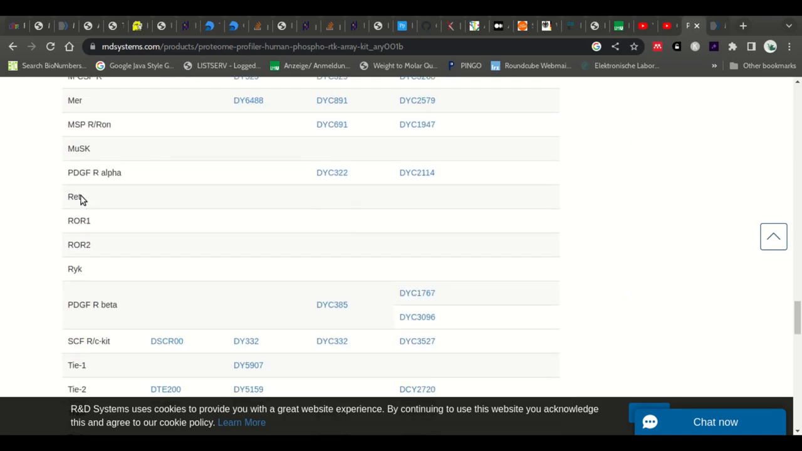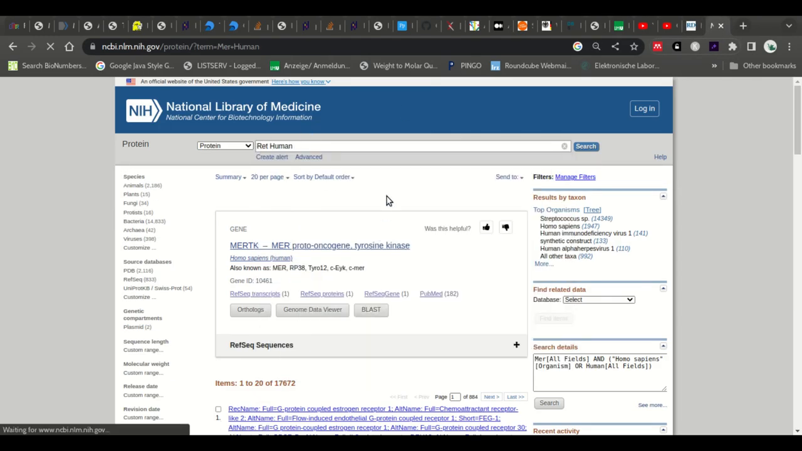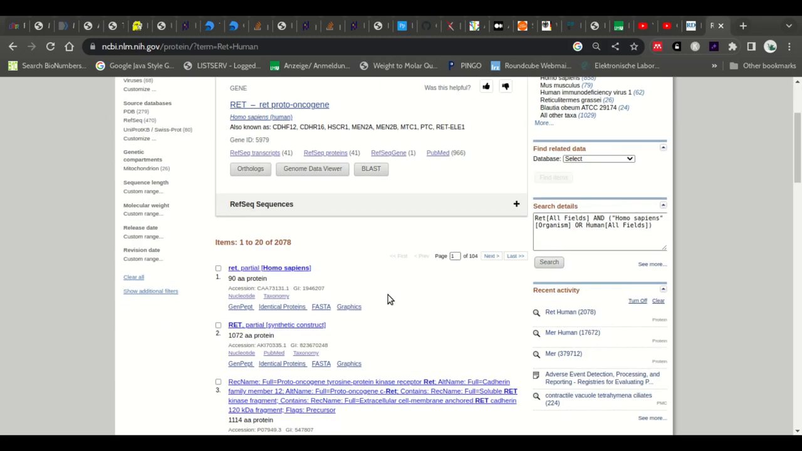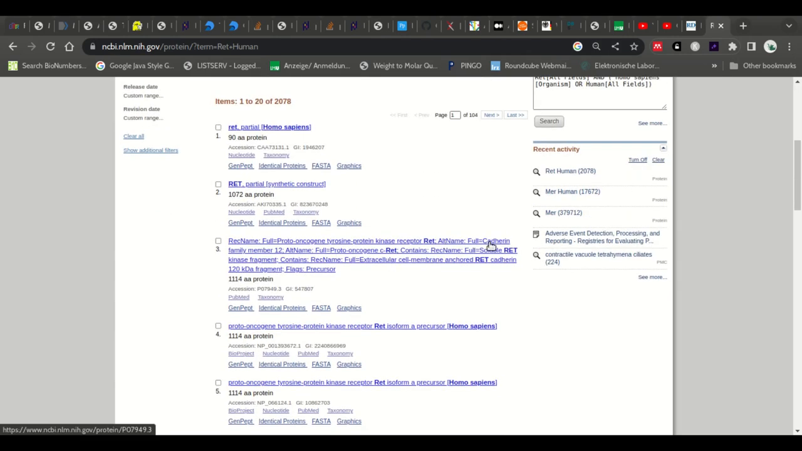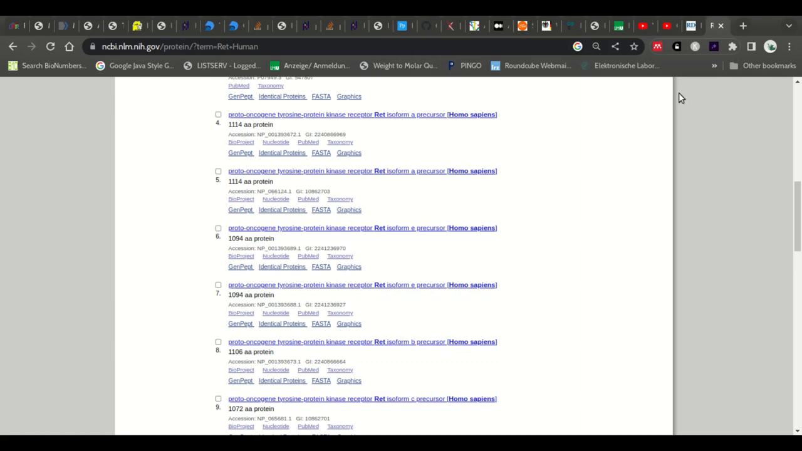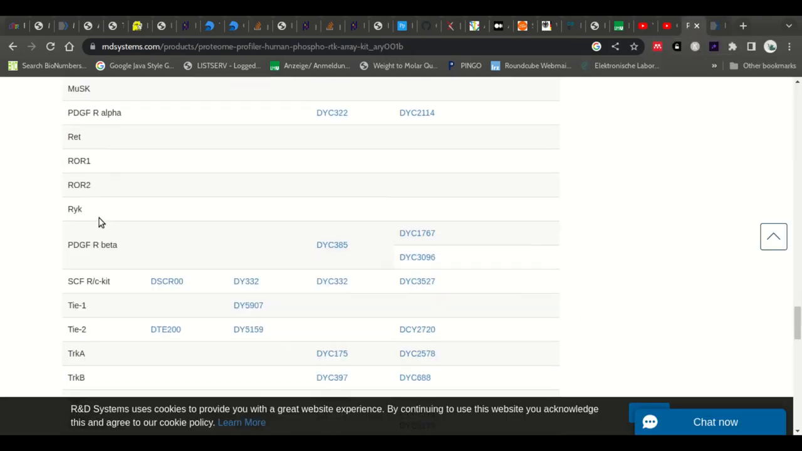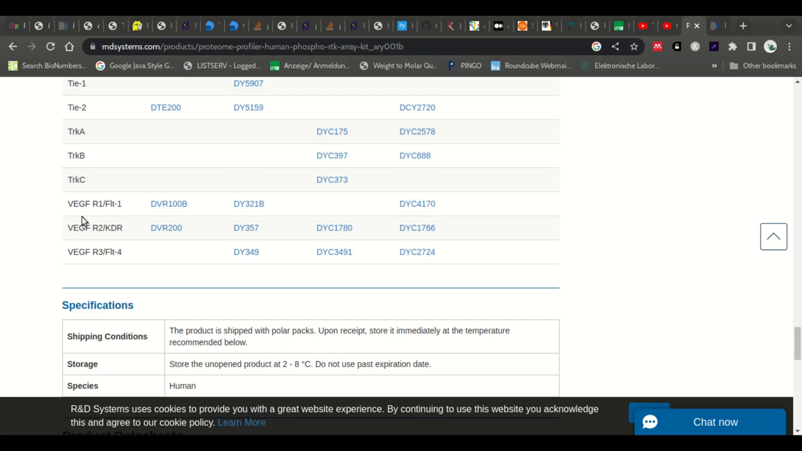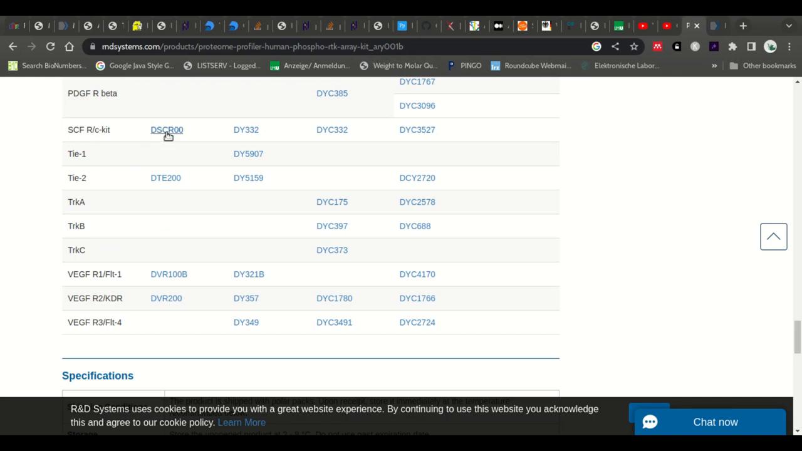Okay, what else? Let's see if we find that one. It's called the gathering family proto-oncogene. So this one would be the protein of this guy, but which isoform? That is the same problem that I found with the other company. They don't say which one it is.